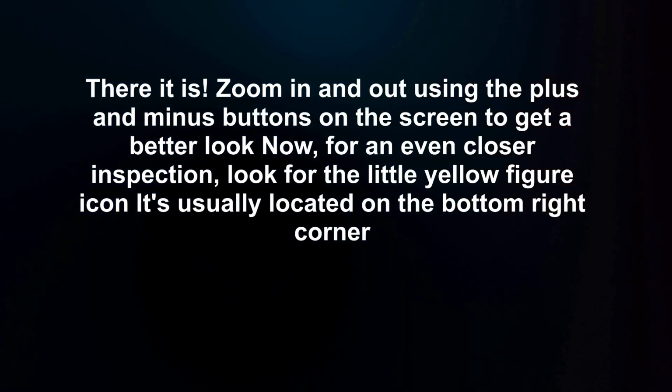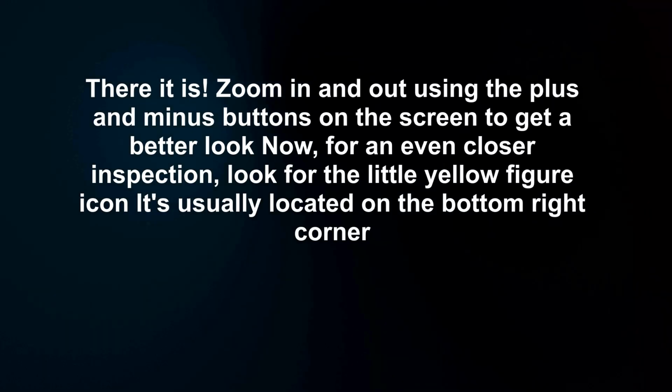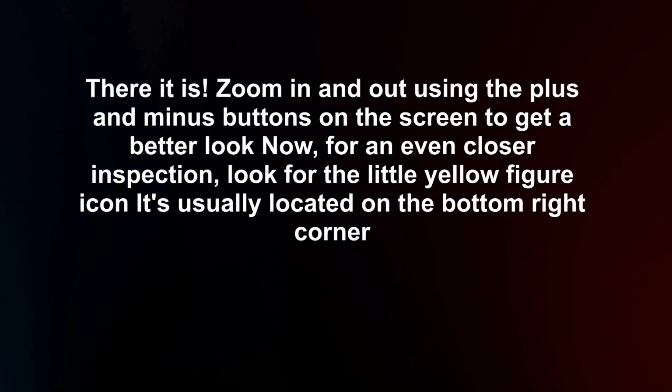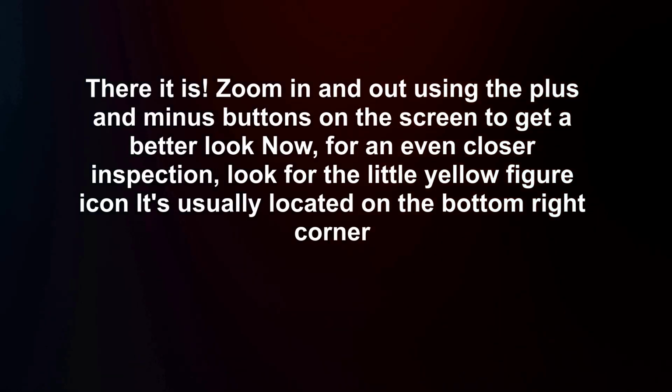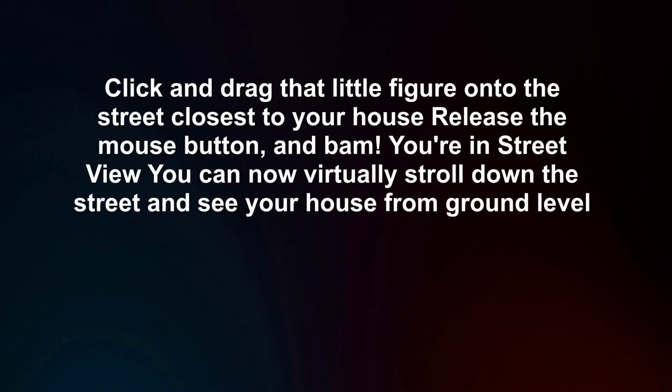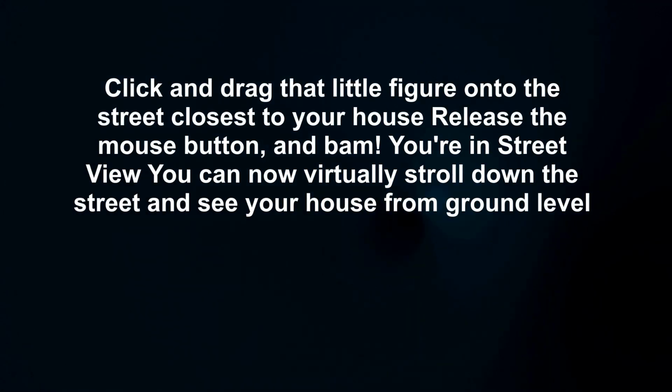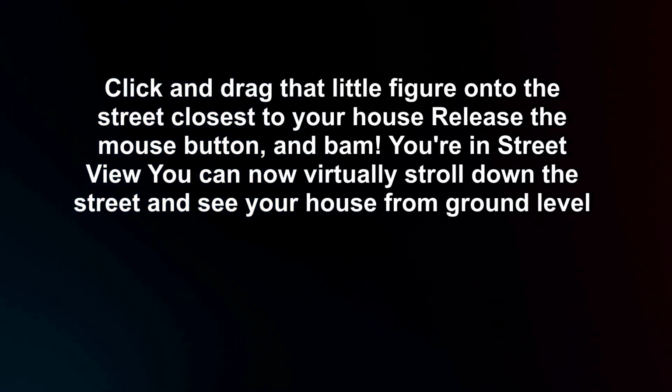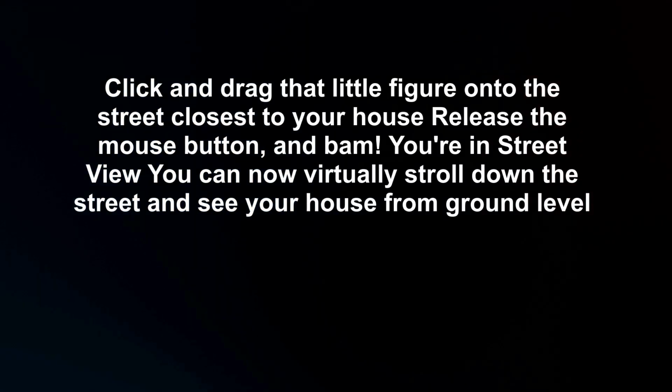Now, for an even closer inspection, look for the little yellow figure icon. It's usually located on the bottom right corner. Click and drag that little figure onto the street closest to your house. Release the mouse button, and bam! You're in Street View. You can now virtually stroll down the street and see your house from ground level.